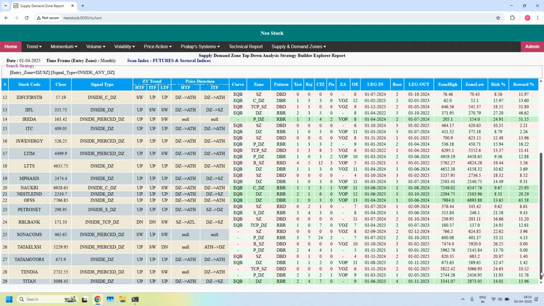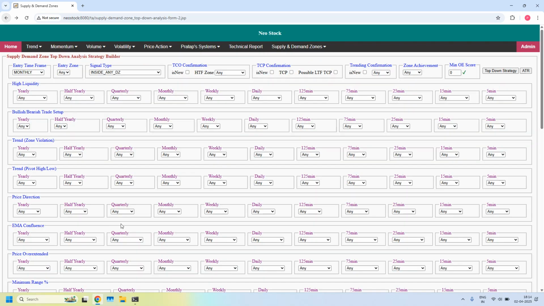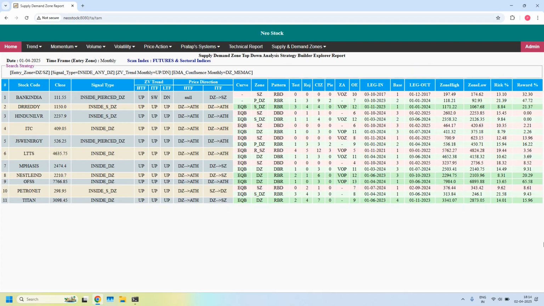total 29 stocks filtered. We can further filter based on monthly demand zone having monthly EMA confluence. And also trend on the monthly up or down. So now we got 11 stocks. All these monthly demand zones are having monthly EMA confluence, and also current price closed inside the monthly demand zone.